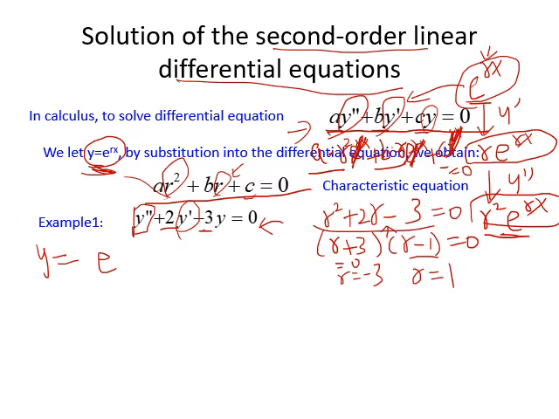R is -3, so e to the -3x, and it can also be e to the x. So both of these are solutions of this second-order differential equation. Now you can put them back and see if they make the left side 0, to prove they are solutions. In general, the solution will be a constant C1 times the first solution plus C2 times the second solution. That's the general solution for this differential equation.